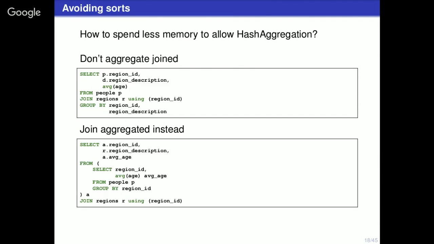The interesting idea is don't aggregate join, join aggregated instead. It helps both joining and aggregation. Joining works better because they will have already aggregated small set, and aggregation will work better because it will not have to store excessive columns.